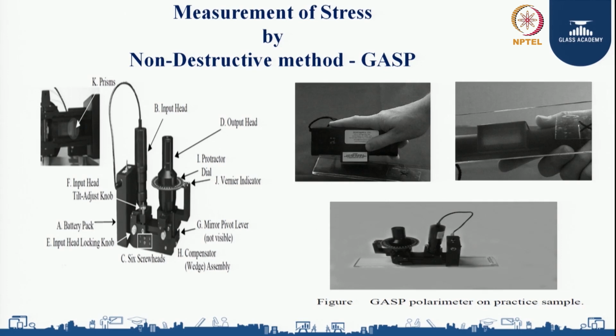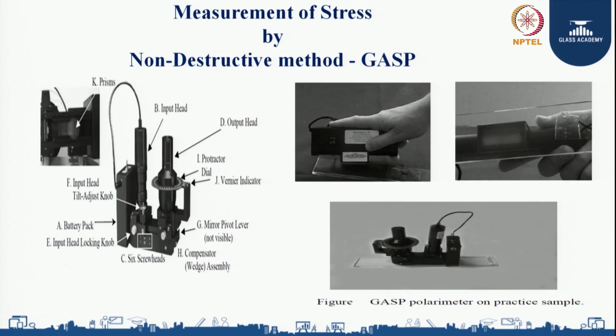You can see the different parts of this equipment. In order to measure the stress levels in the glass, certain points I need to keep in mind. First thing, the measurement of the stress should always be on the tin surface. That is, the glass surface which is in contact with the rollers, on that surface I need to measure the GASP, that is the stress value. Second point, I need to identify which is the tin side and which is the non-tin side. The GASP measurement should always be on the tin side.